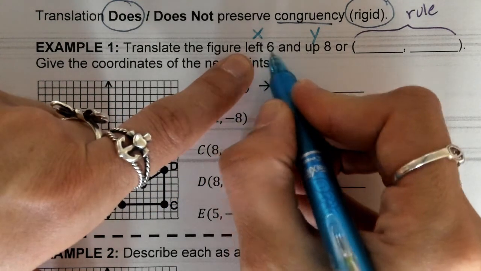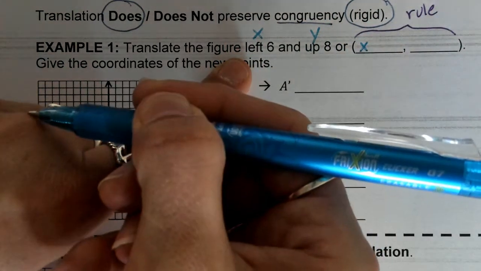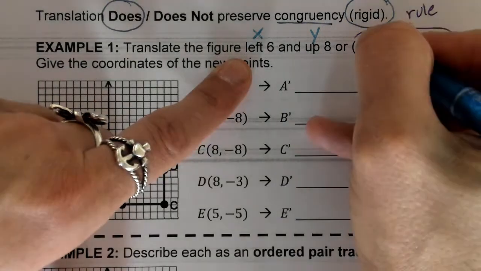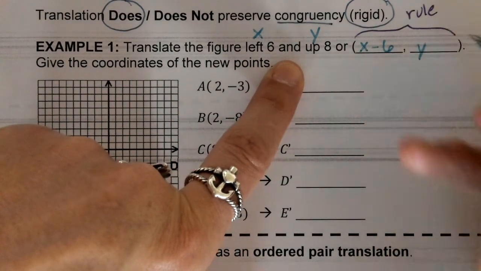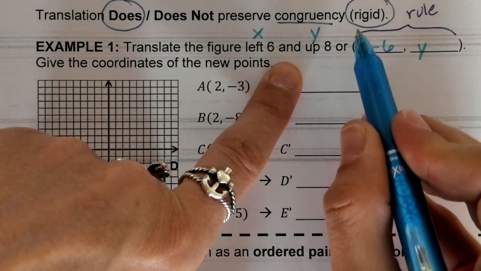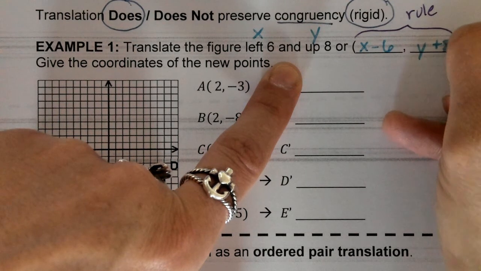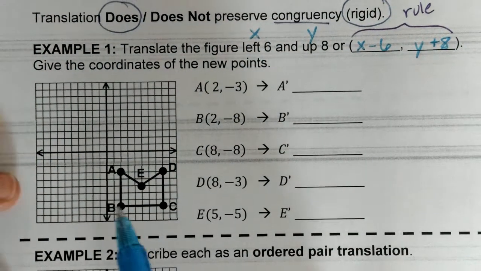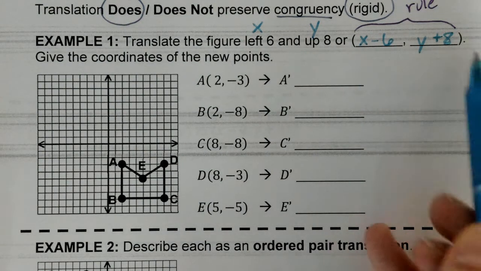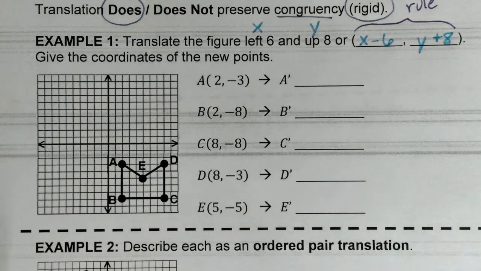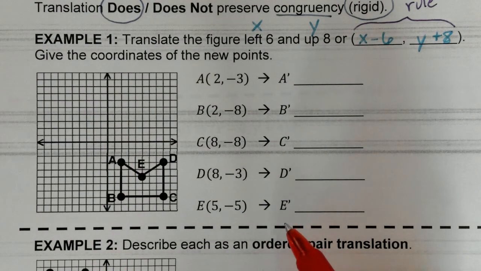What's going to happen is left 6 means x is going to, when we go left, we're going towards our negatives, so we're going to subtract 6. With our y, think about the y-axis. When you go up, you're going towards the positives, so we're going to add 8. Okay? So we've got these 5 points here, A, B, C, D, and E. What we're going to do is apply this rule of subtracting 6 from the x and adding 8 to the y. And we're going to come up with our A through E prime, our image points.